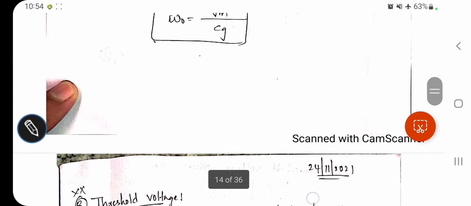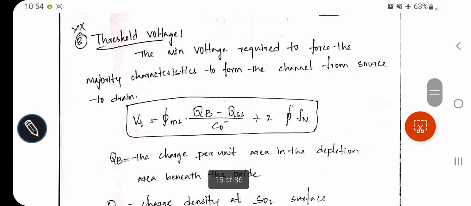Omega naught is equal to GM by CGS. Okay, now I think it is clear.